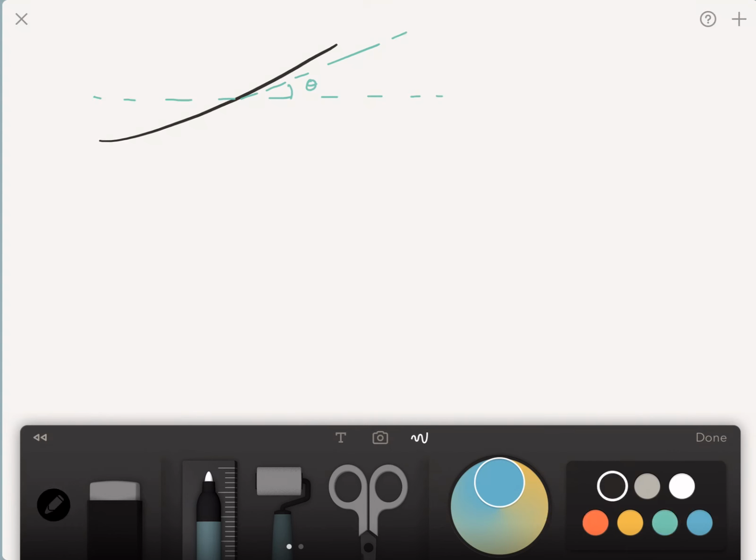This curvature is given as kappa, which is 1 by rho, where rho is nothing but the radius of this curvature of this deflected beam. The curvature is given as 1 by rho, which is related to the moment as M by EI. So that is giving us the curvature of the beam.